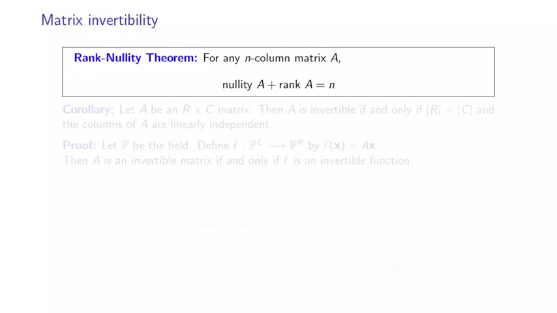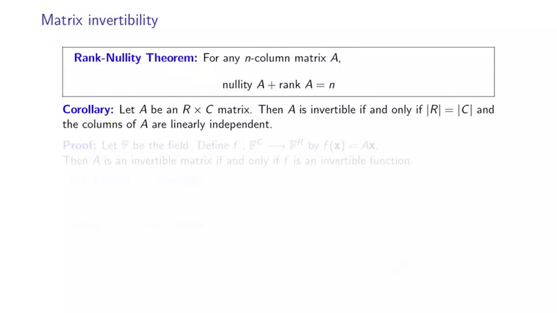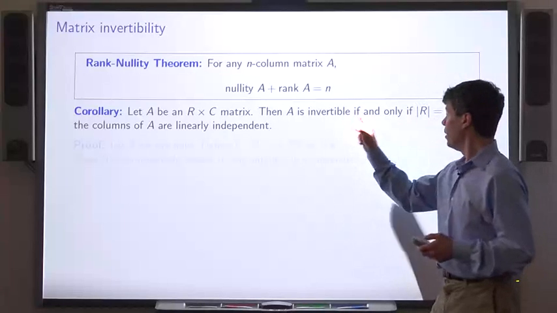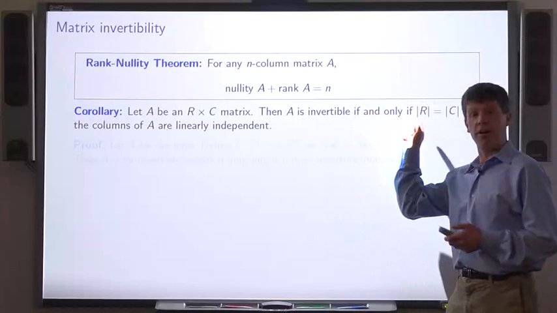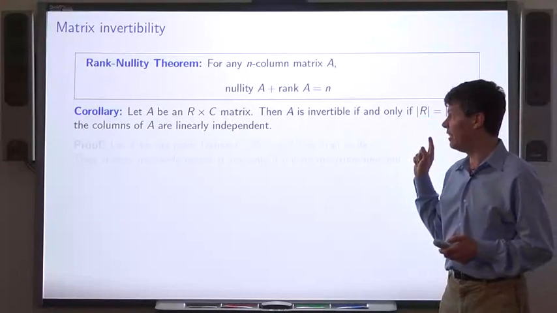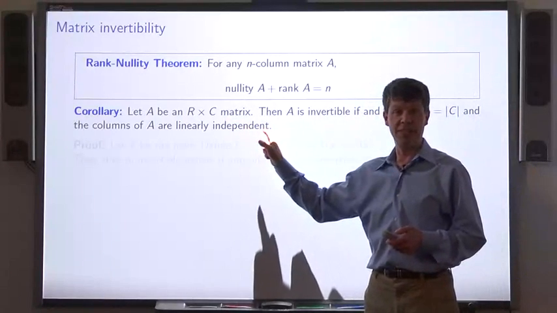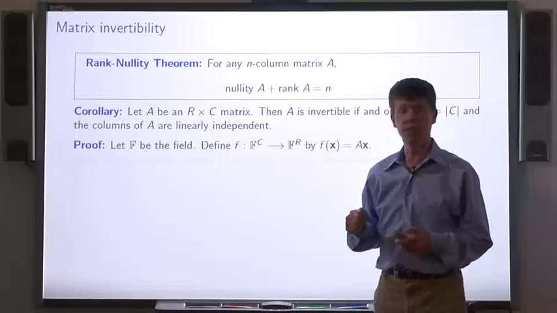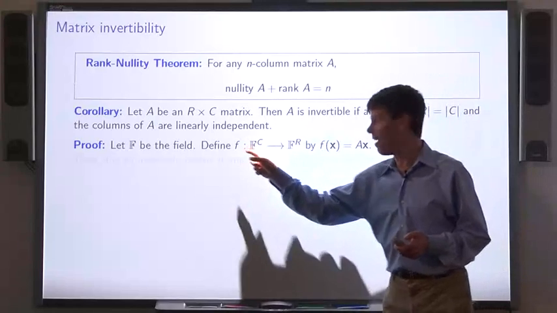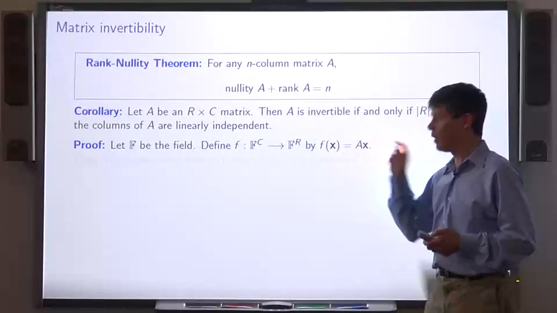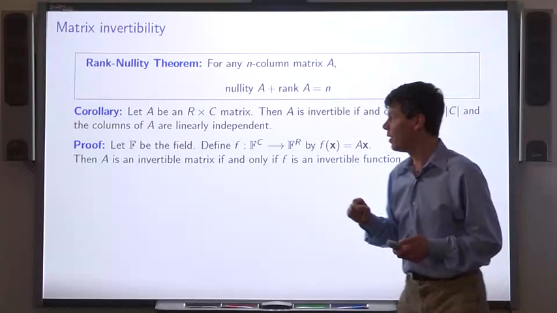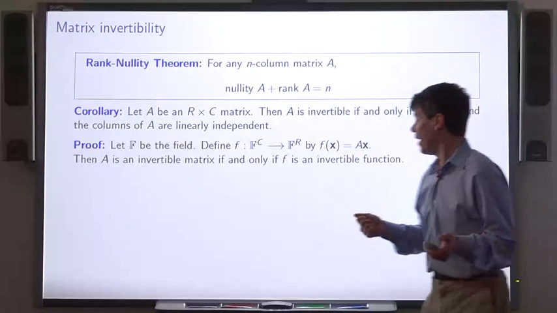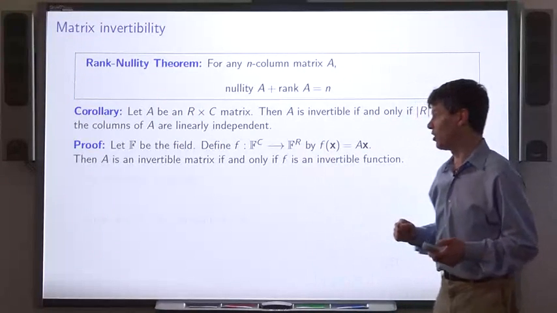Now let's use the rank nullity theorem to help understand when a matrix is invertible. Let A be an R by C matrix. Then A is invertible if and only if the cardinality of R equals the cardinality of C and the columns of A are linearly independent. That is, A has to be a square matrix. Here's the proof. Define the function f by f of x equals A times x. Then A is an invertible matrix if and only if f is an invertible function.